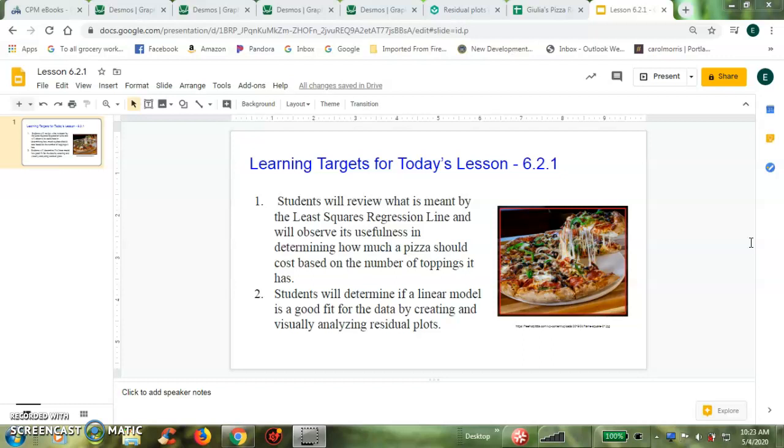Basically, you're going to be watching me do these things, and then you'll be taking some notes on it on the Google Doc that I load onto Google Classroom. All right, let's start here with the CPM book.